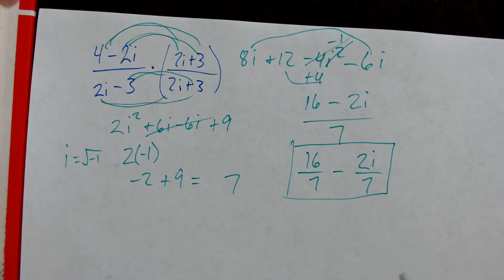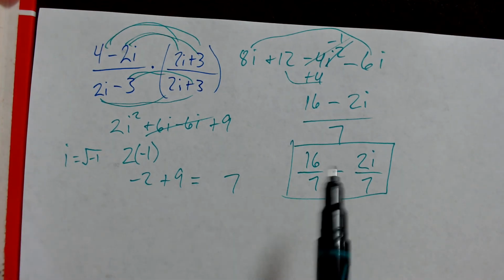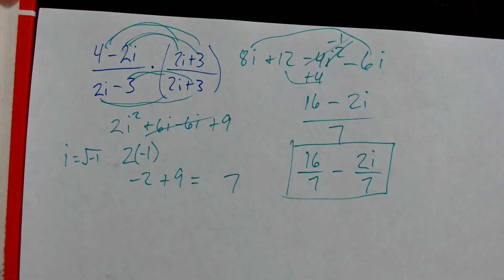That's really it for this lesson. That's all we're doing here. So remember, i is equal to the square root of -1.